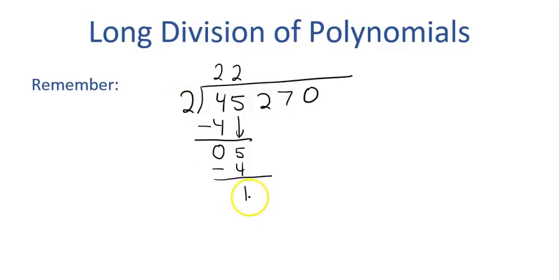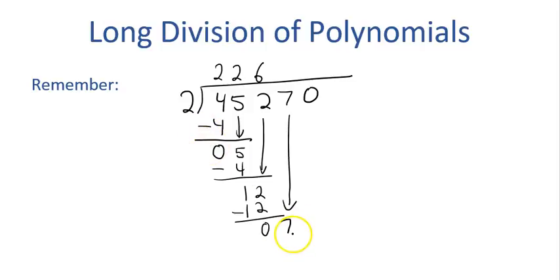Well, 2 obviously is not going to go into 1, so you bring down the next number, and you have 12. How many times does 2 go into 12? 6. 6 times 2 is 12. You write it down, you change the sign, it goes away. You bring down the 7. 2 doesn't go into 7 evenly, but the most it will go is 3. 3 times 2 is 6. You change the sign, you add down, you get a 1, you bring down the 0, realize that 5 times 2 is 10, you change the sign, and it goes away.